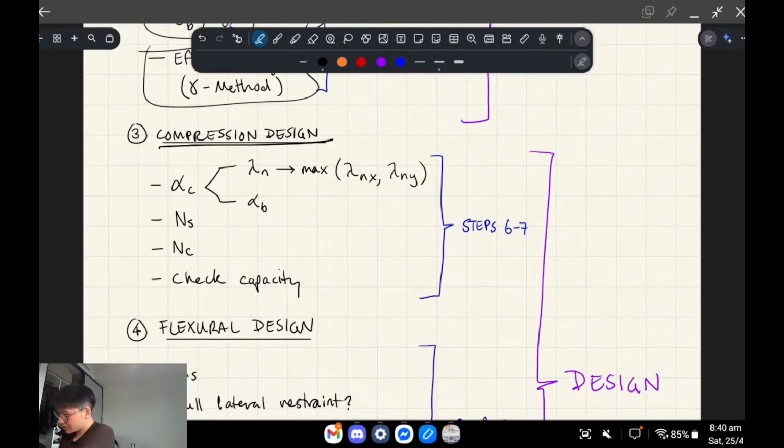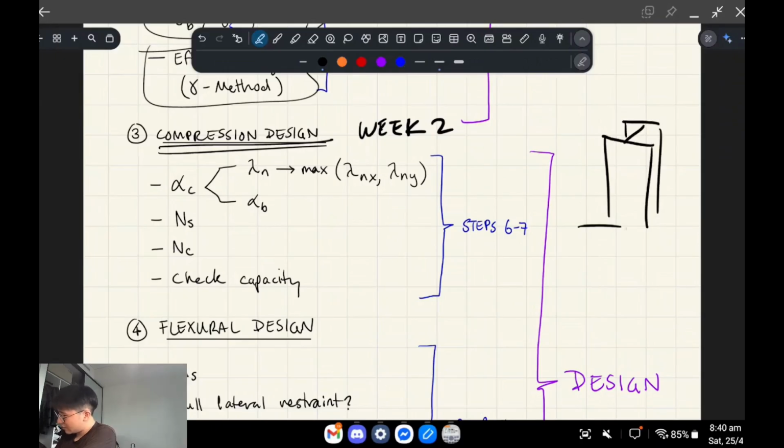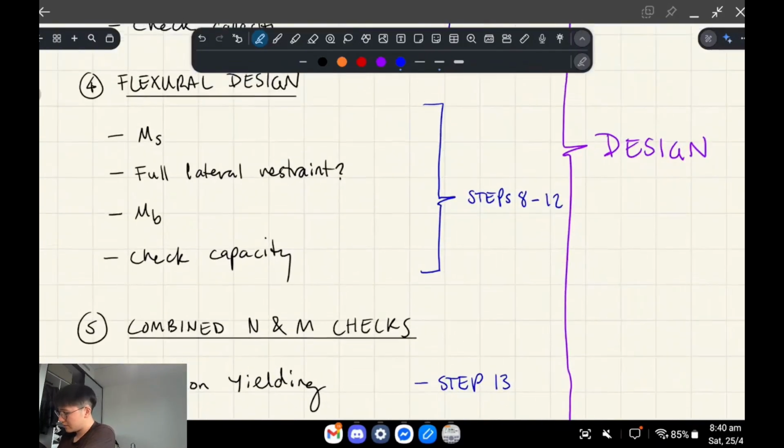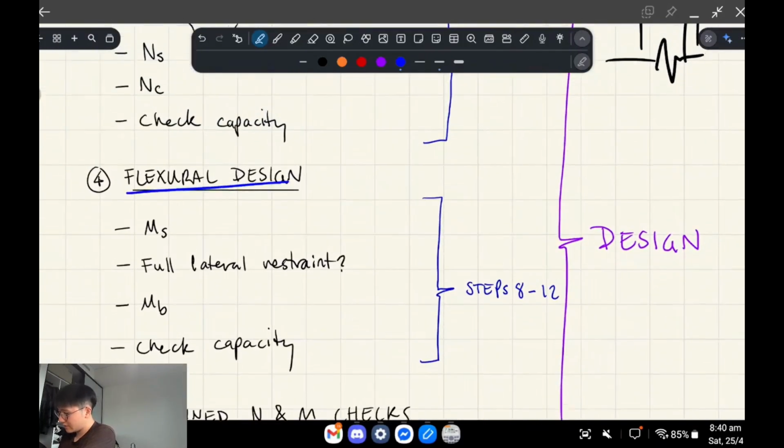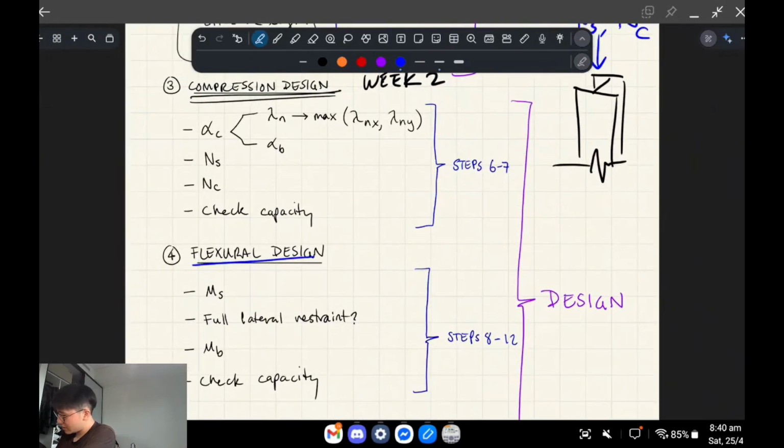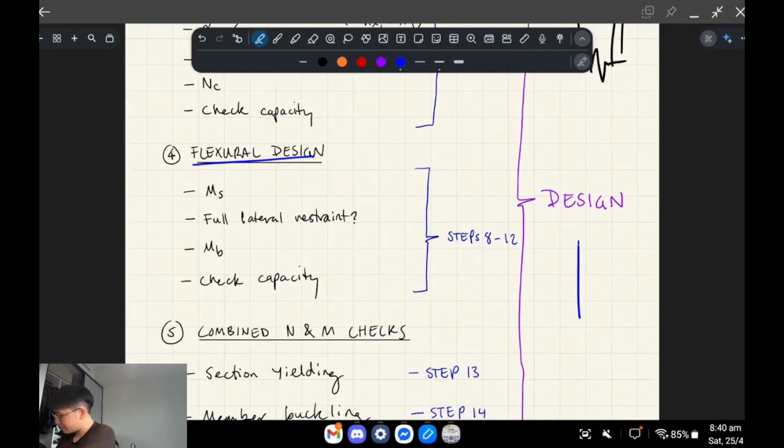Okay, and then you do compression design, so this is from week 2. The reason you do compression design is we're doing a column, right? So if this is a column, let's say it's like an I column, you have to figure out whether this is going to fail under, you have to find the section capacity, you have to find the, what's it called? Member capacity, right? Of this column in compression, and then also do it for flexure. Okay, so this column, because it's experiencing a bending moment as well.